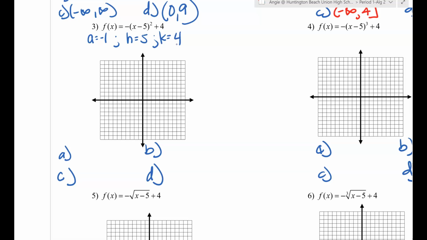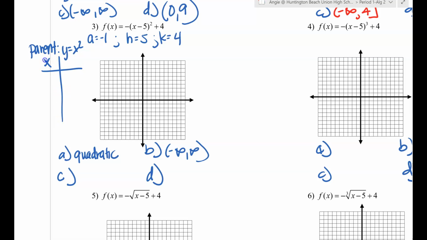Now, part A said, name this function. The degree is 2, so it's a quadratic function. B is the domain, C is the range. For all quadratic functions, even without graphing it out, you should know the domain is going to be all reals, okay? We will start with the parent, and we talked about how you should be able to recall the inputs and outputs of the parent function. All parent functions, you should be able to recall very, very quickly. So 4, 1, 0, 1, 4.